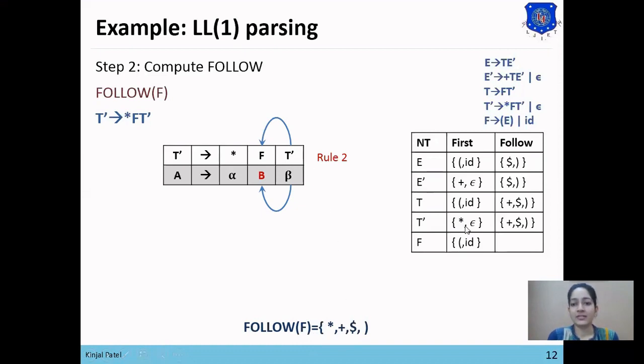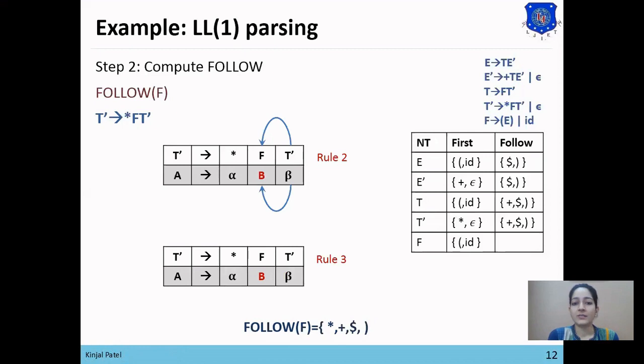But T dash derives null. So we will also apply rule number 3. Rule number 3 says that if T dash derives null, then substitute T dash with null. So T dash will vanish and our production will be like T dash produce star F, which matches with this statement A produce alpha B. As no symbol is following F, follow of T dash will be added in follow of F, and follow of T dash is plus, dollar and closing bracket. So plus, dollar and closing bracket will be added in follow of F.